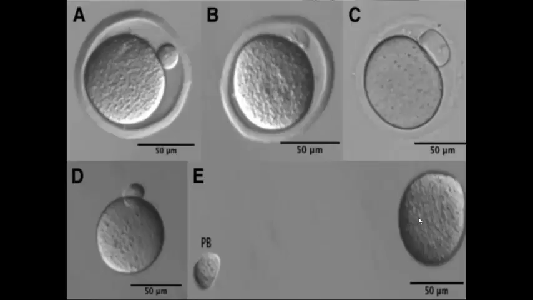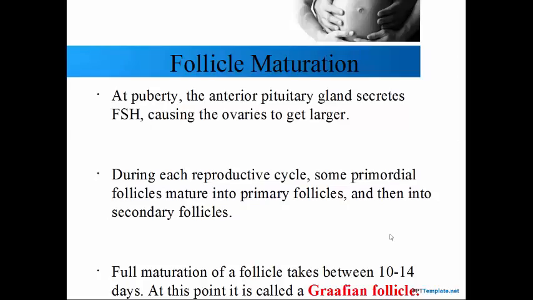So that would be the secondary oocyte here. That's the polar body listed here. Not an equal distribution of cytoplasm at all. Very small and then quite large. Next, we'll talk about the maturing of the follicle.